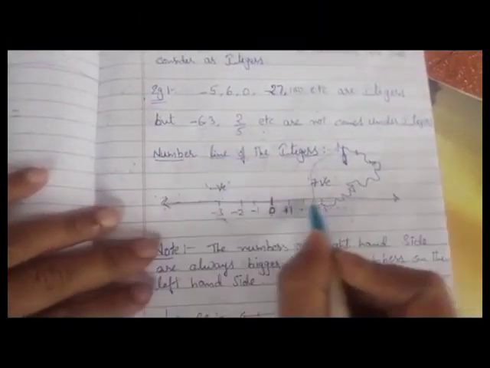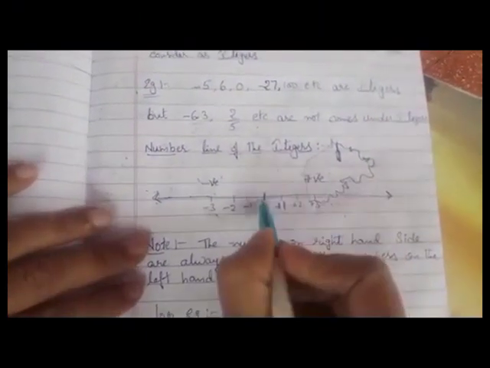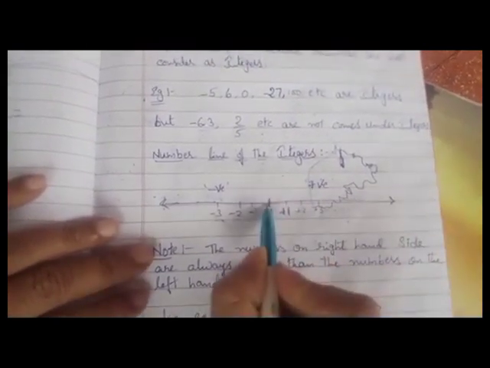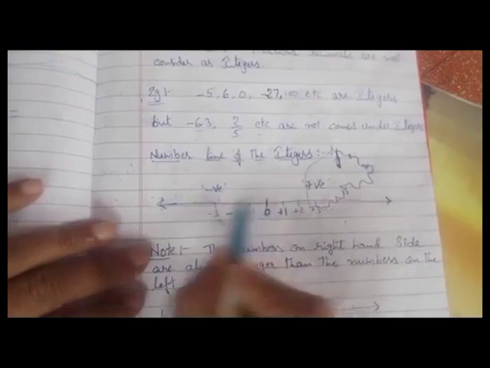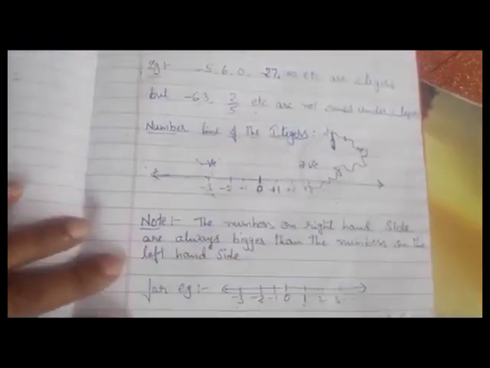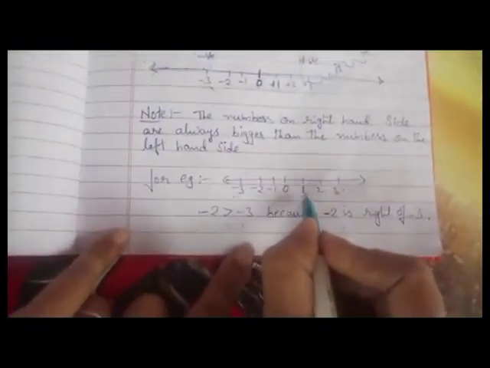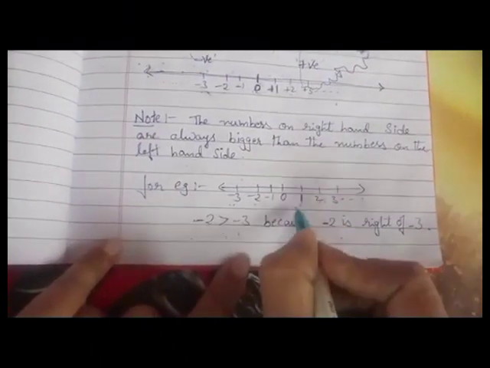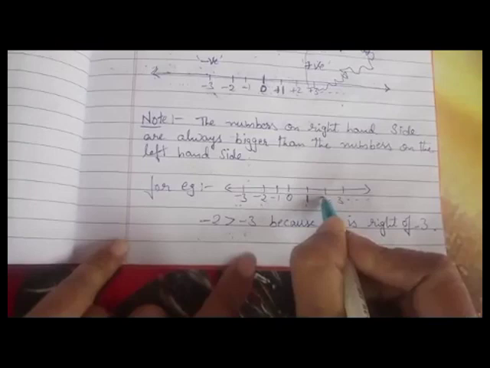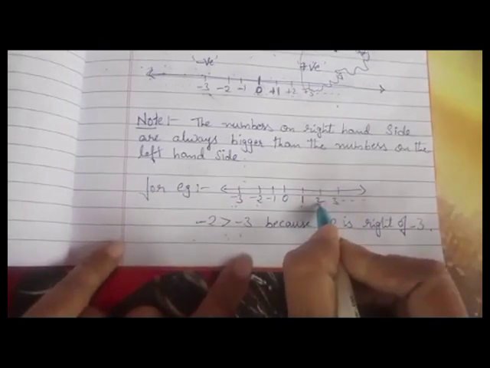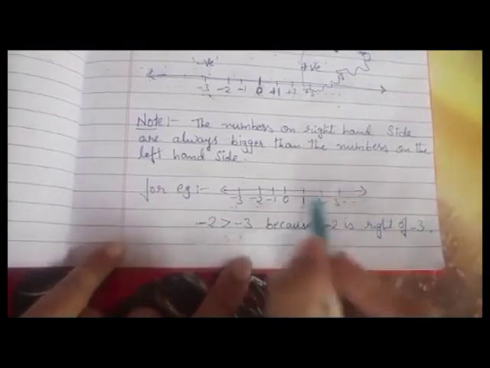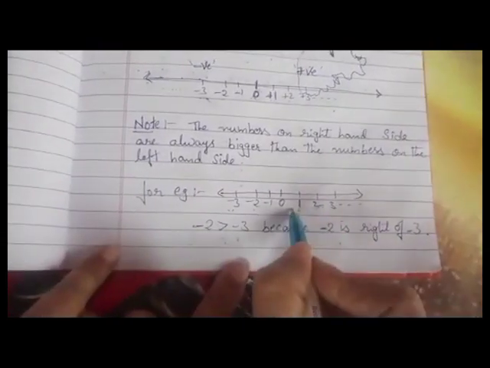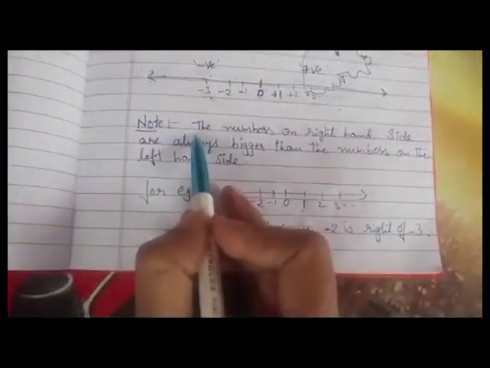Now I am going to explain the number line of the integers. On the right side of 0 we get all the positive integers, and on the left side of 0 we get the negative integers. We will consider two numbers on the positive side. I am comparing 1 and 2. 2 is greater than 1, and when we consider 2 and 3, 3 is greater than 2. That means the numbers on the right side are greater than the numbers on the left side. That is also given in the note.